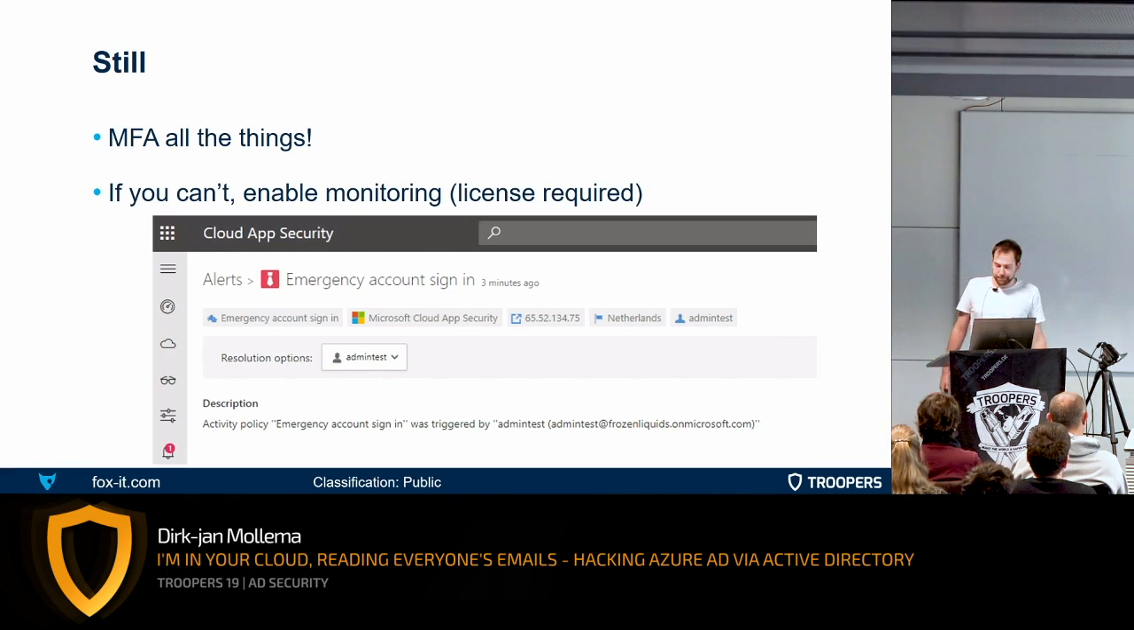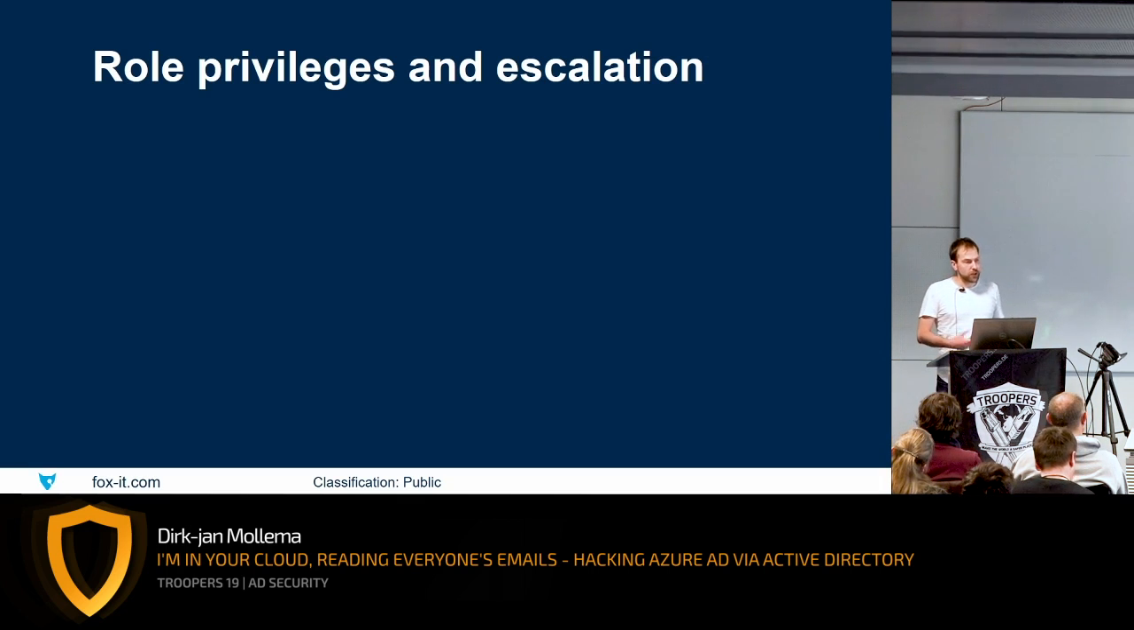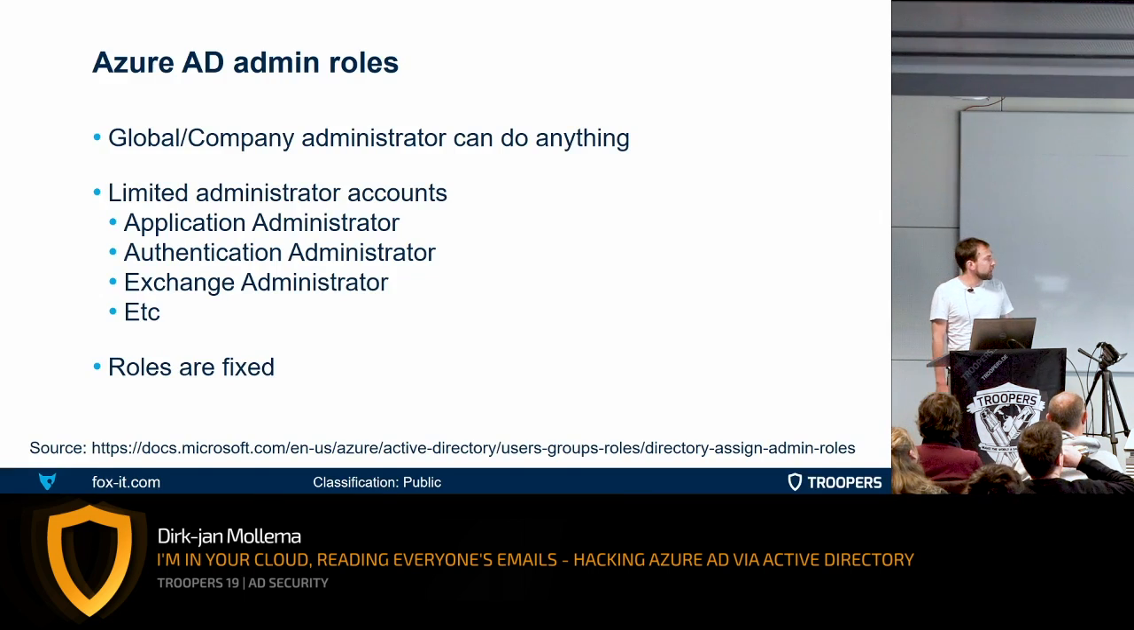So this was one part. Now we're going to look at privileges in the cloud. So we're forgetting on-premise for a bit and looking at role privileges in Azure AD. We have our global administrator that can do anything, but we also have limited administrator accounts. There are application administrators, authentication administrators, exchange administrators, and a couple of others. They have permissions, but they don't have all permissions like the global admins do. And these roles are fixed, so you cannot say, okay, I want the application administrator with just these few privileges removed or with just these privileges added.